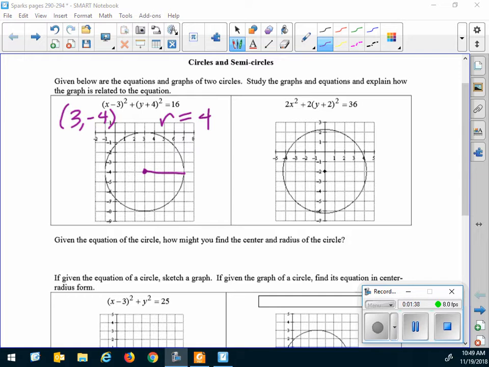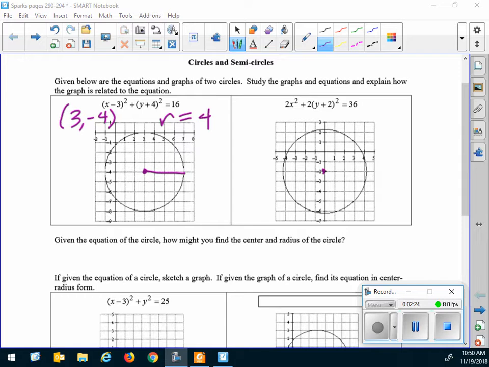Look at the second equation. What does it tell us? How is this equation different from the first equation? True. This one doesn't have an x minus something, does it? So that means the x value of the center is 0. So what is the center? Center is 0, negative 2, right?